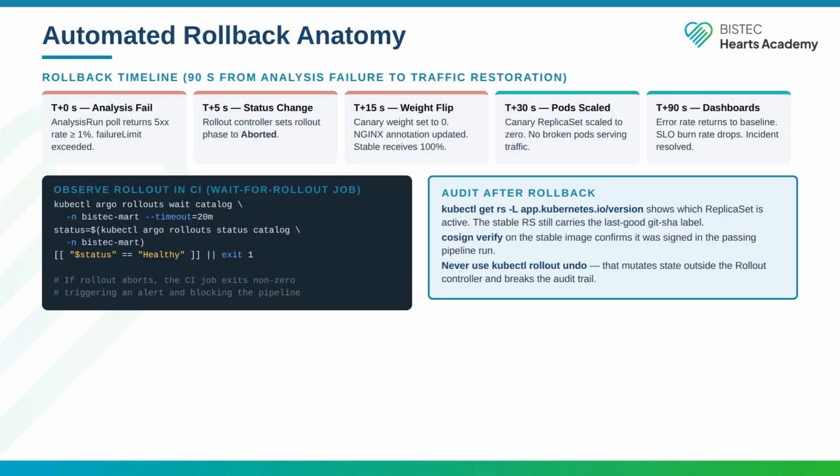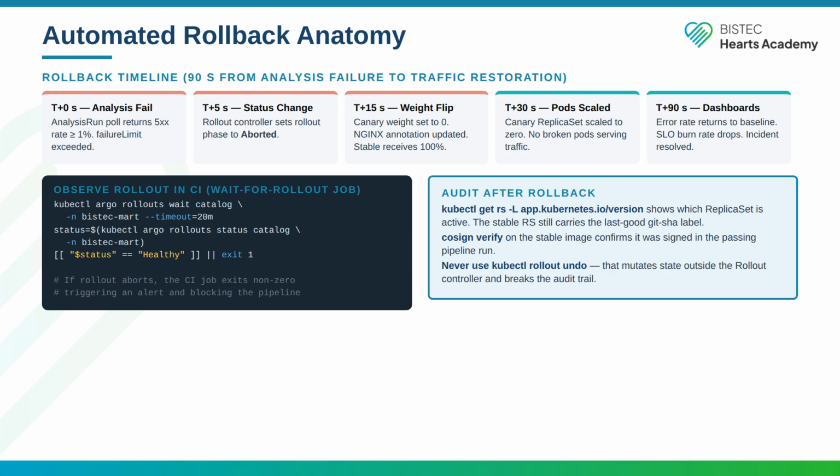Let's trace the automated rollback event sequence from the first bad metric to full traffic restoration. At time 0, the Canary deployment starts. 10% of traffic now reaches the new pods. The analysis run begins its first evaluation interval. At 30 seconds, Prometheus completes its first scrape within the 2-minute rate window. The error rate is already elevated. The injected bug is deterministic. The analysis run records 1 failure.